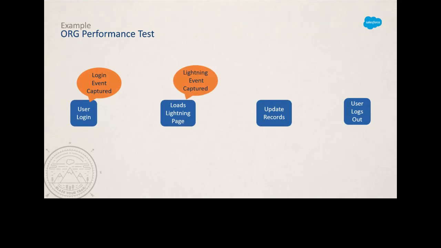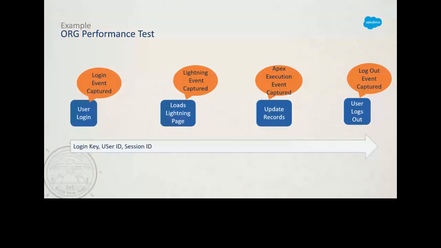Then when the home page or dashboard or the last page the user was working on loads, we are capturing the Lightning event. Then updating a record, let's assume we are also capturing the Apex execution, and the logout event we are also capturing at the end.